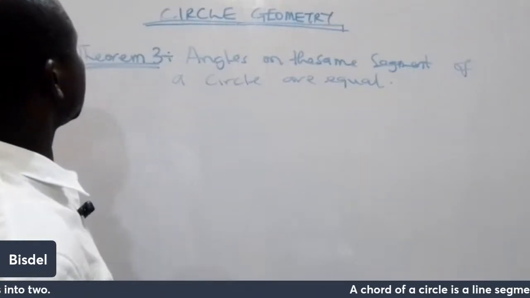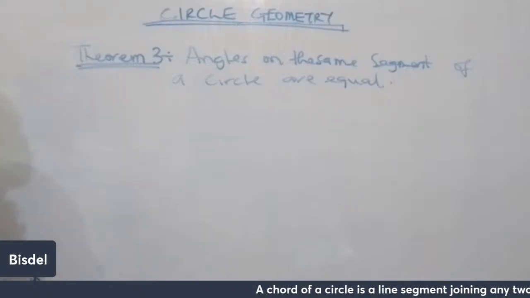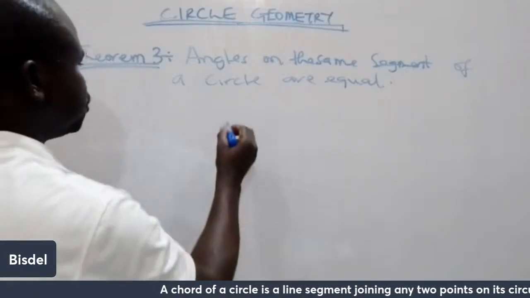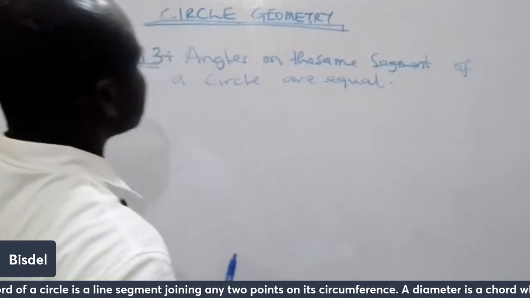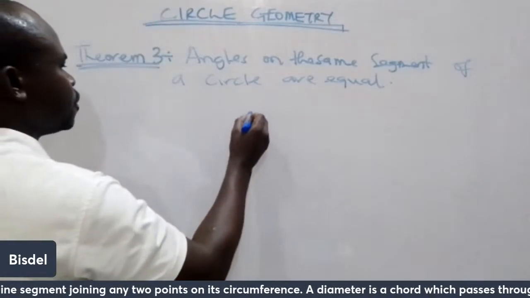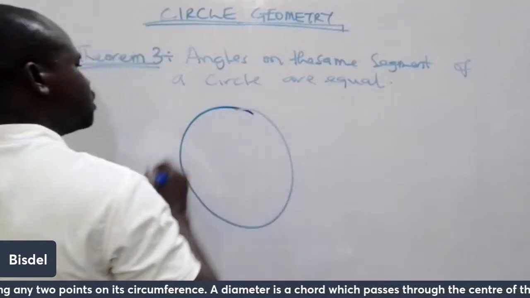So today we want to look at the third theorem under circle geometry. The theorem says that angles on the same segment of a circle are equal. This is what we are trying to say.